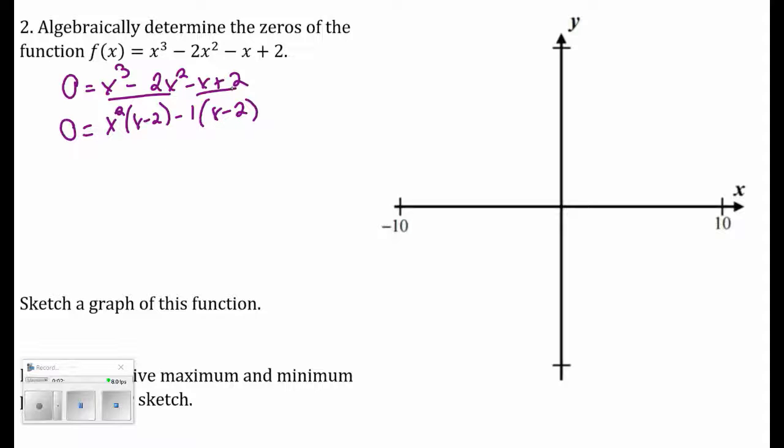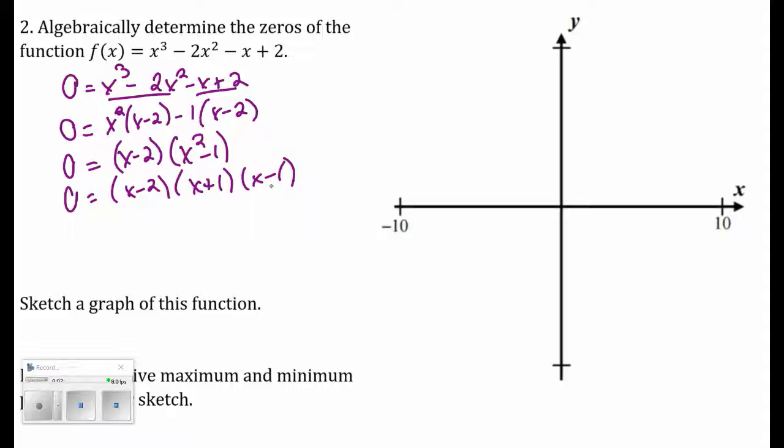Factor out the GCF of both of the terms, and we get x squared times x minus 2 minus 1 times x minus 2. I'm going to factor out the GCF of x minus 2, and I'm left with x squared minus 1. But I know that x squared minus 1 is the difference of perfect squares. So when is it equal to 0? At x equals 2, x equals negative 1, and x equals positive 1.